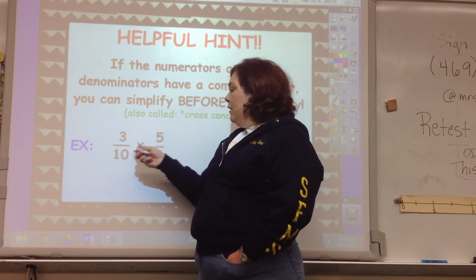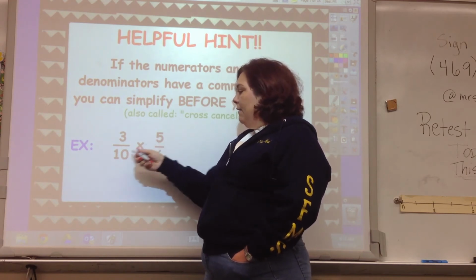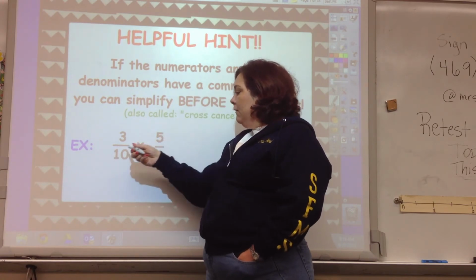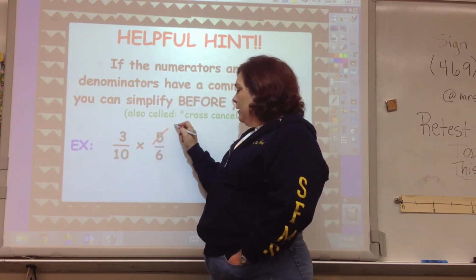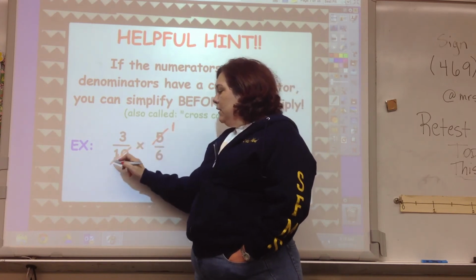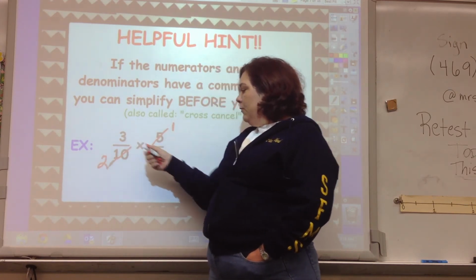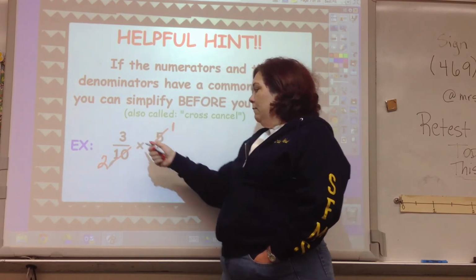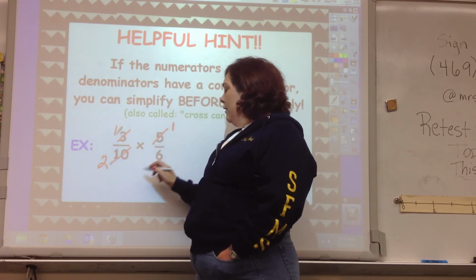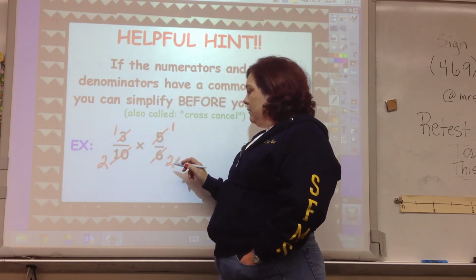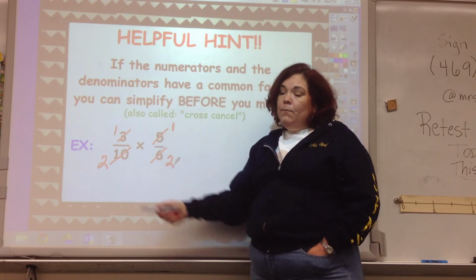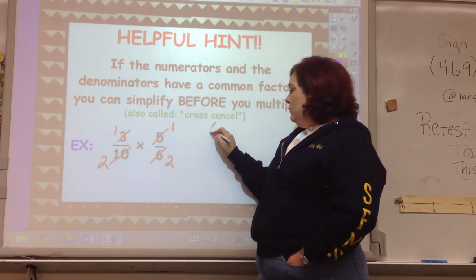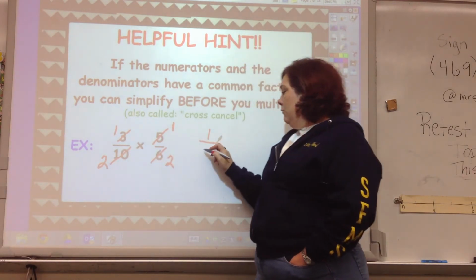So you're just saying what number goes into both 5 and 10. This is across from each other. That's why it's called cross-canceling. So 5 goes into 5 and 5 goes into 10. 5 goes into 5 one time. 5 goes into 10 2 times. Now do 3 and 6. Do they have anything that goes into both of them? Well, 3 goes into both of them. 3 goes into 3 one time. 3 goes into 6 2 times. Now these numbers that I've made are your new numbers to multiply. So 1 times 1 is 1 and 2 times 2 is 4.